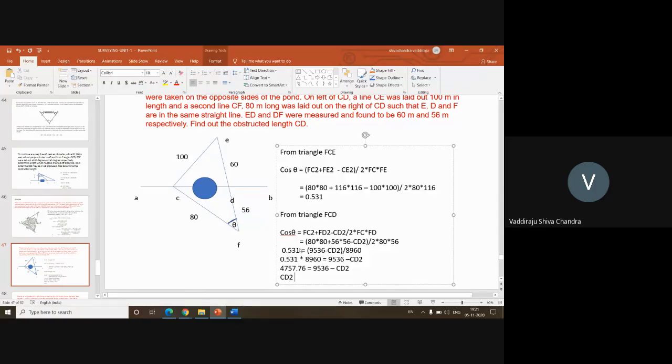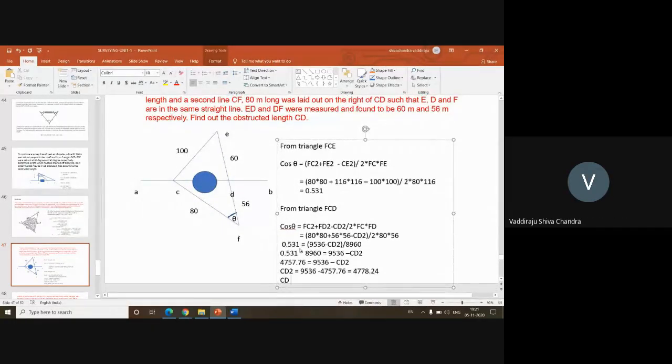I'll get CD square is equal to 9536 minus 4757.76. The value is 4778.24. So what is the value of CD now? CD is equal to the square root of 4778.24, sir. 69.124, sir.